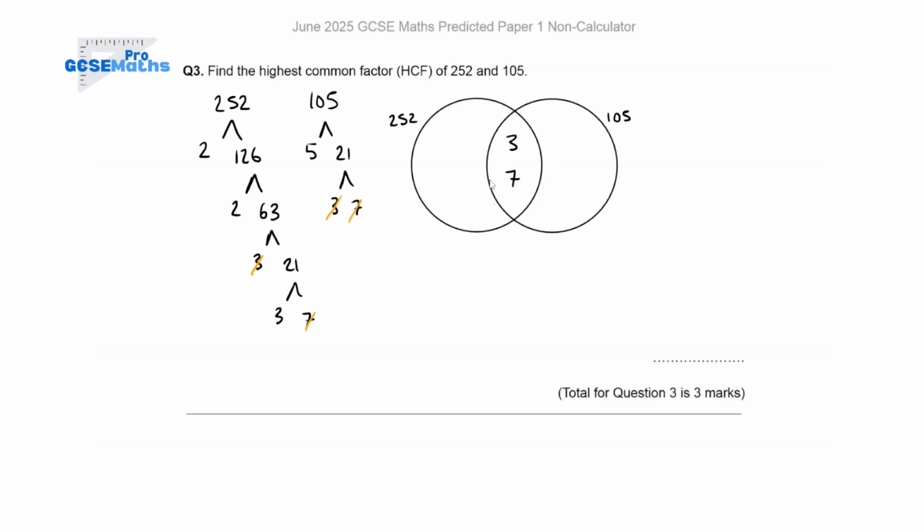For highest common factor, you just need the middle. You don't technically have to fill out the rest, but you can if you want. Everything that's left goes on either the left or right sides. And then we just multiply everything that's in the middle for highest common factor. So that would be 21.